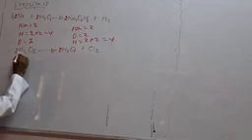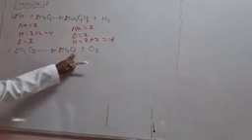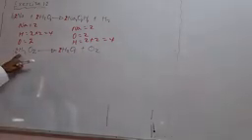Therefore, in the reactant, we have 2 oxygen. In order to make it 4, we should use coefficient 2. Therefore, 2 times 2 hydrogen, 2 times 2 oxygen, 4 oxygen. Here 2 plus 2 oxygen, 4 oxygen. Hydrogen 2 times 2, 4.